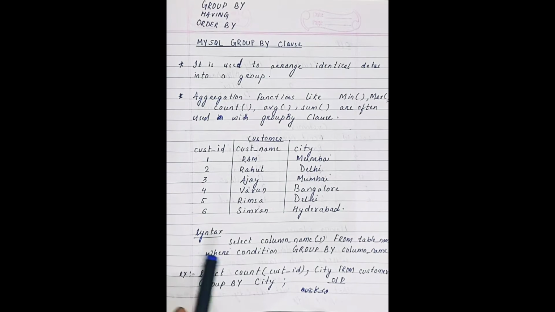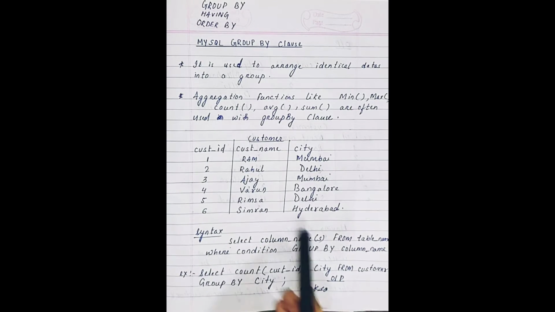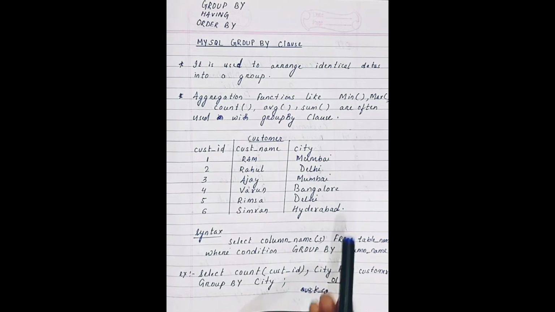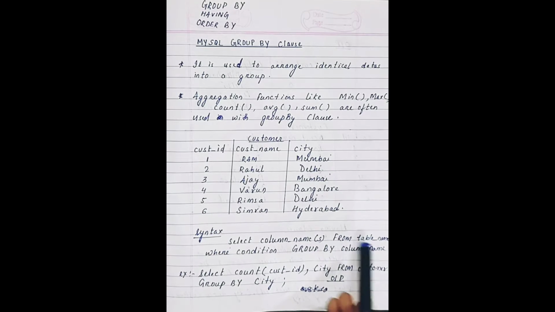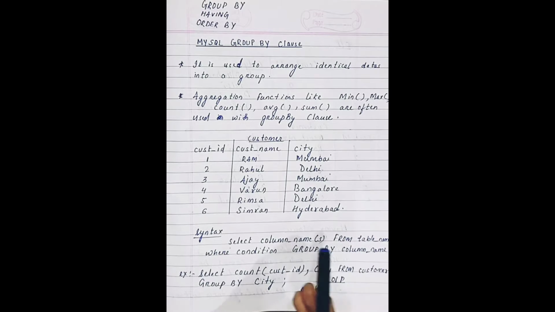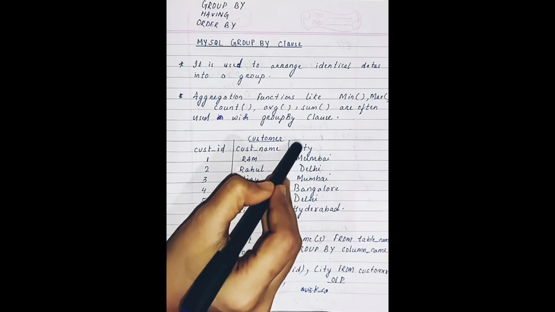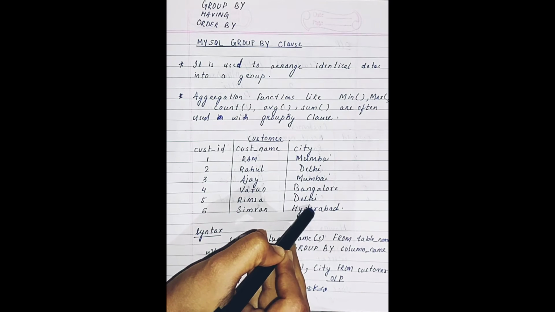Moving ahead to the syntax, that is select column names. Here we can write any number of columns that we want to display in the output section. Then from table name, where, then condition, then group by column name. After the group by clause, we have to specify the column on which we want to apply the group by clause.